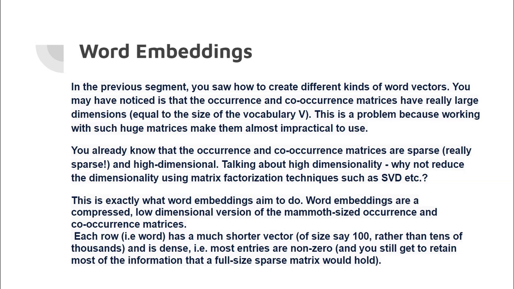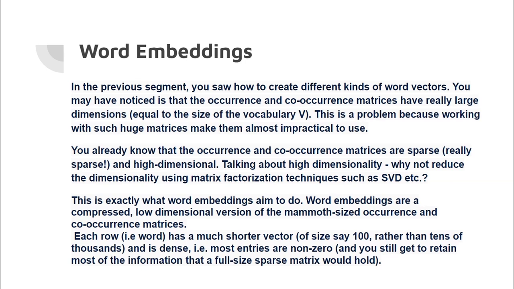Hello. In the previous segment, you saw how to create the various types of word vectors, that is, how to create the occurrence matrix and co-occurrence matrices. What are the advantages of creating word vectors, and why are we creating them?